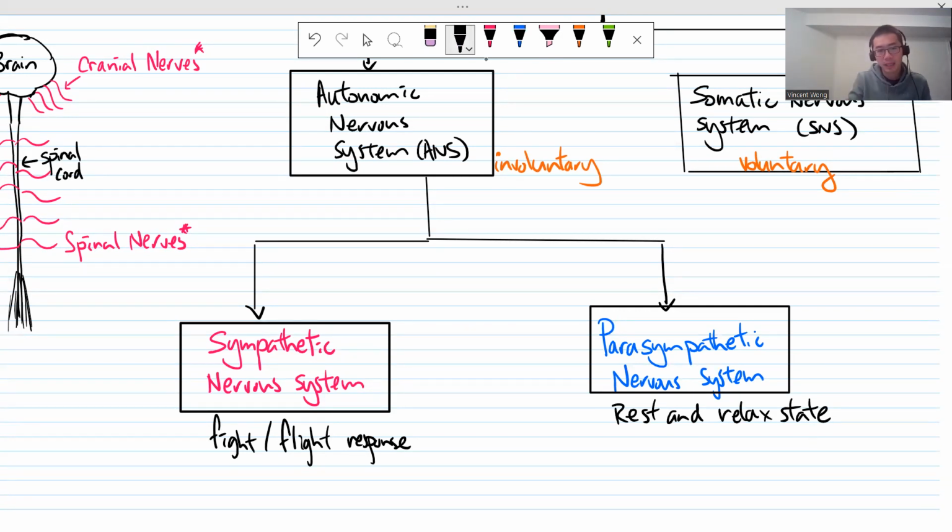Now I'll explain. So these two systems, they are opposing each other. They're antagonistic. Like in English, a story has a protagonist and an antagonist; antagonistic means opposing each other. It's not like you will either have the sympathetic on or the parasympathetic on. You can have both sending signals to the same effector, but it's a balance. Which one is dominating is going to determine the outcome, right?